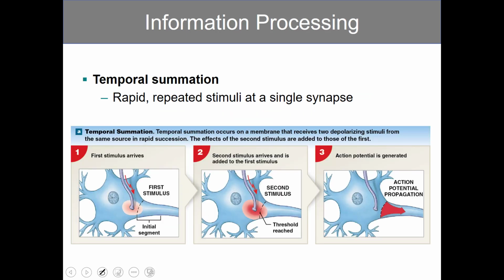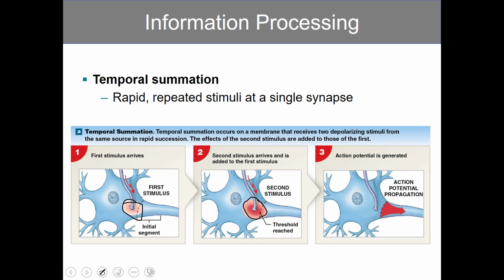Temporal summation is caused by rapid, repeated stimuli at a single synapse. The first stimulus produces a graded depolarization, or in this case it could be a hyperpolarization, whether it is an EPSP or IPSP. But a very rapid second stimulus is going to intensify it. And if you get repeated stimuli, you could intensify that area and depolarize it enough to reach threshold.